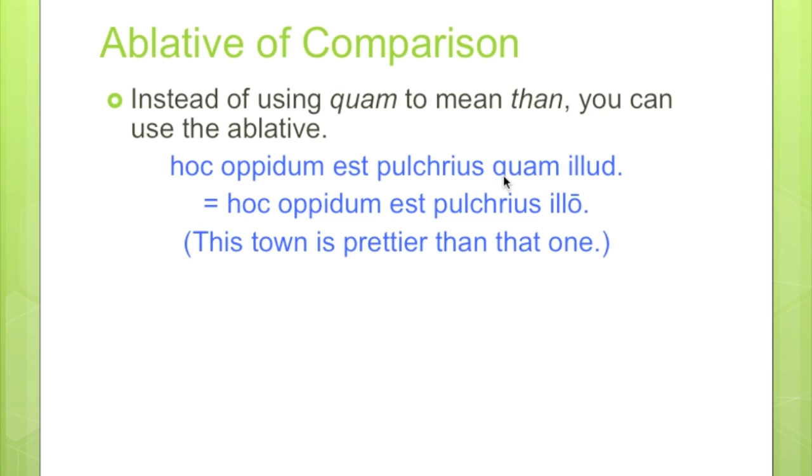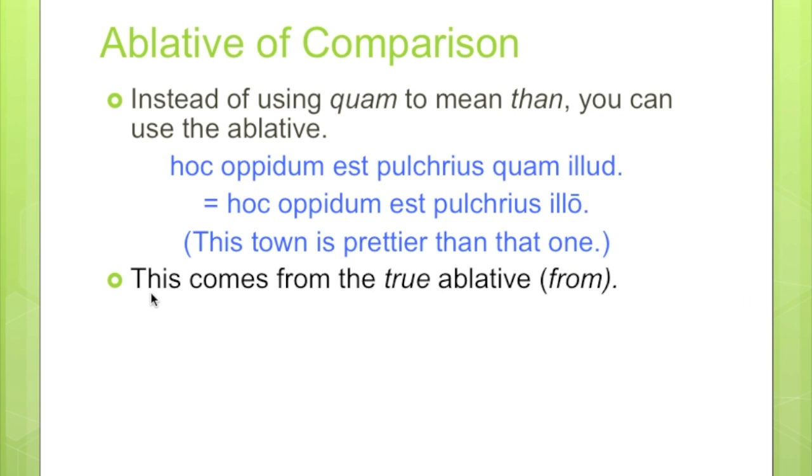Well, we can do this with quam plus illud, or we can instead say hoc oppidum est pulchrius illo. This town is more beautiful than that one, and merely put the word for that here in the ablative instead of using quam. We call that an ablative of comparison. Both these mean exactly the same thing. This town is prettier than that one.